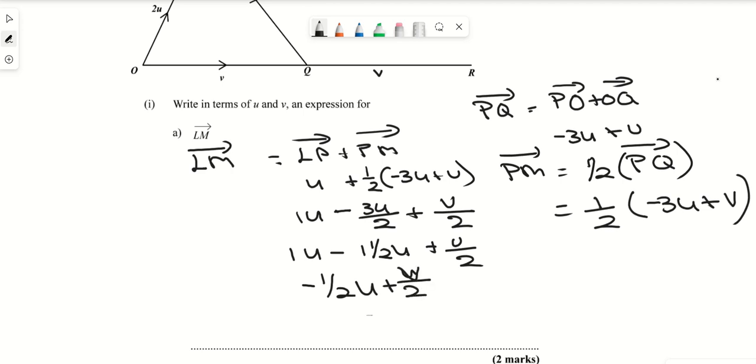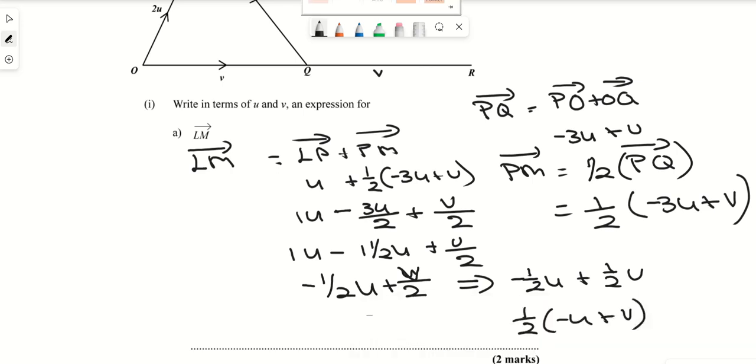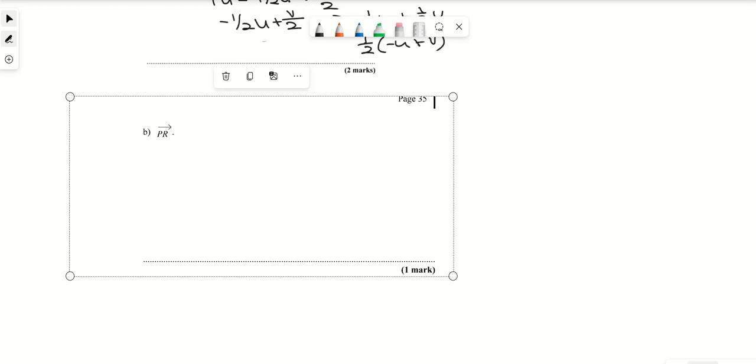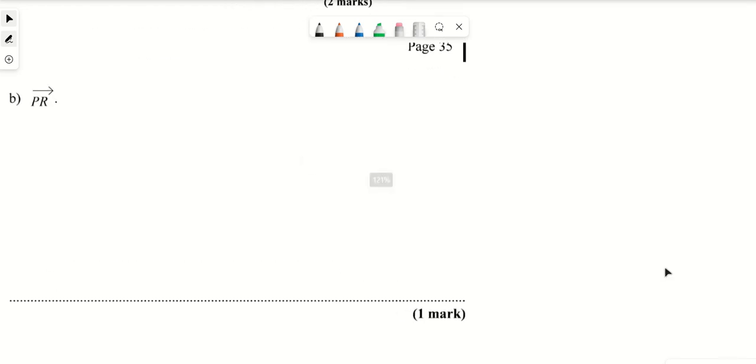Or if we want, we can factorize this out. We see that both of them have a half. We have minus a half U plus a half V, right? They have a half in common, so it's a half, open bracket, minus U plus V, close bracket, and that would be your answer. The next part of the question asks for PR.